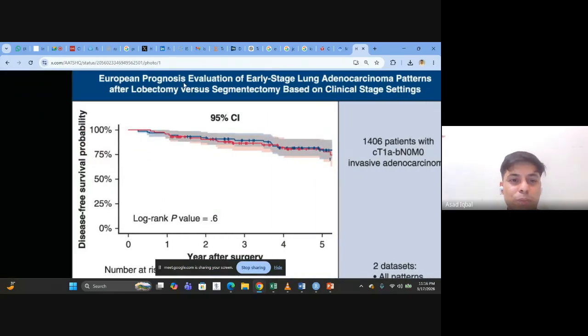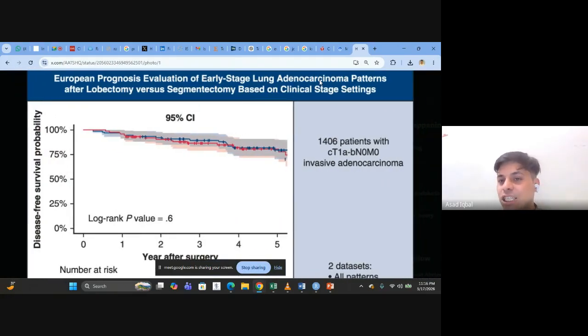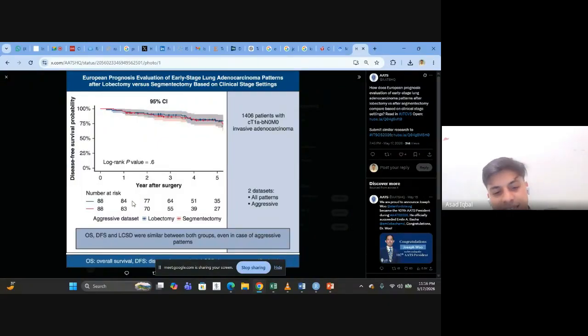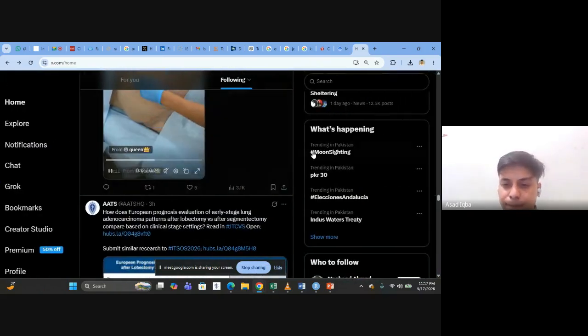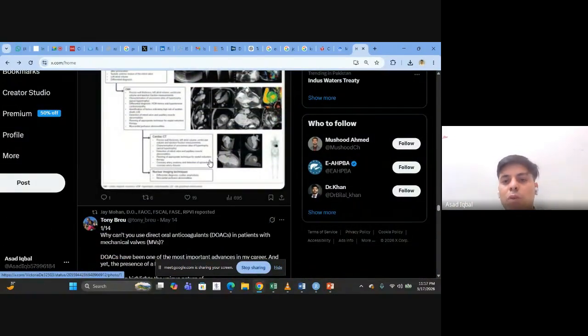There is no difference. Prognosis evaluation of early stage lung adenocarcinoma patterns after lobectomy versus segmentectomy, baseline and clinical stage. They're comparing two things, and their population is patients with adenocarcinoma, and maybe their outcome is disease-free survival, overall survival. Now I know about its population, its intervention, its control, and what they are comparing: disease-free survival probability, and they are saying that there is no difference. The P-value is more than 0.05. So I won't take that much time, I will just comprehend that.